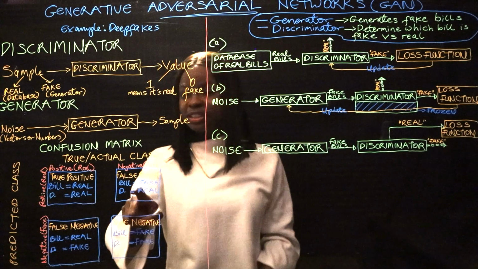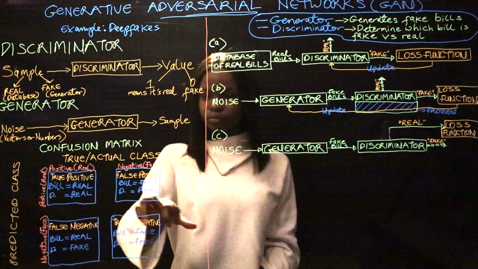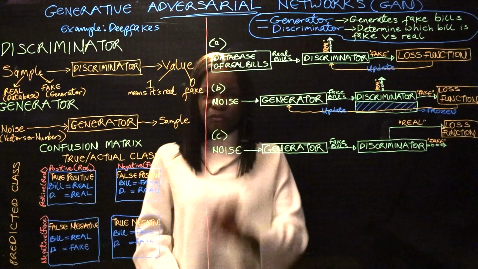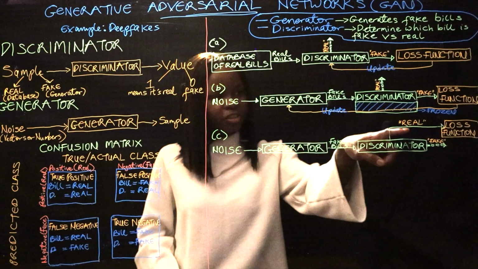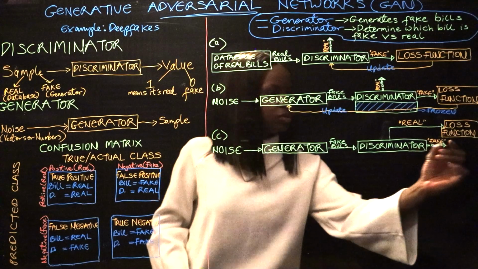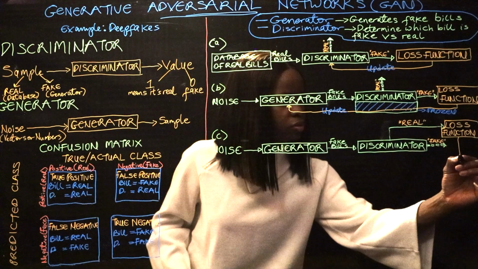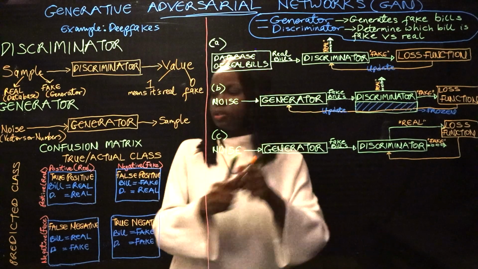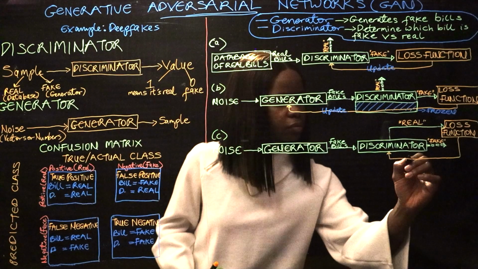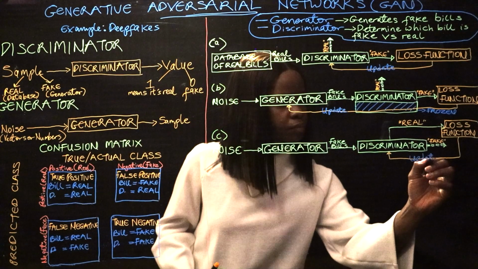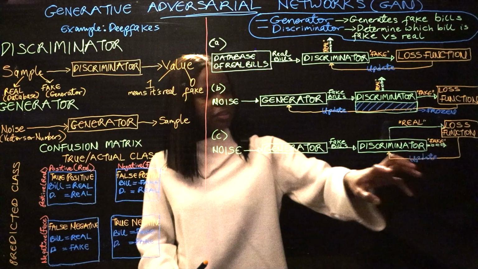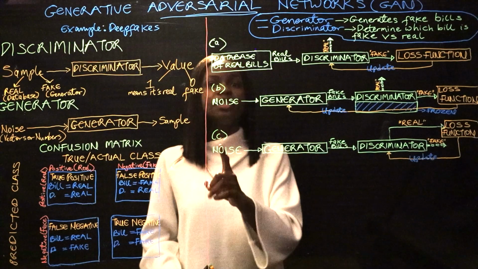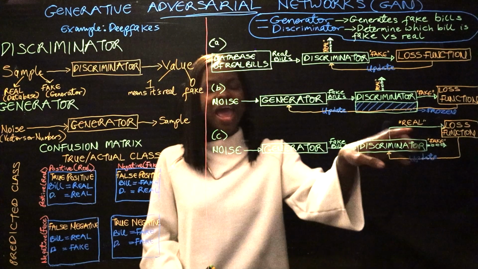the third step focuses on the false positive. False positive is where the discriminator falsely classifies a fake bill as a real bill. So this loss function or error function connects to the discriminator. So the error drives the discriminator to update its weight so that next time it doesn't falsely classify a fake bill as a real bill.